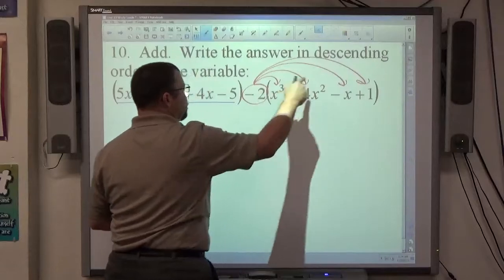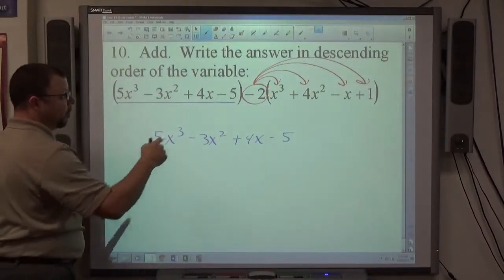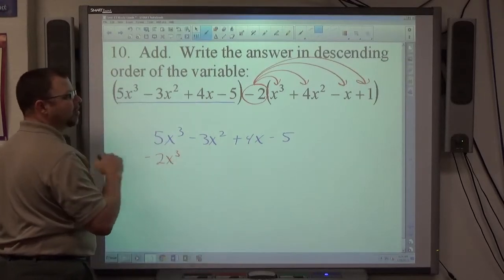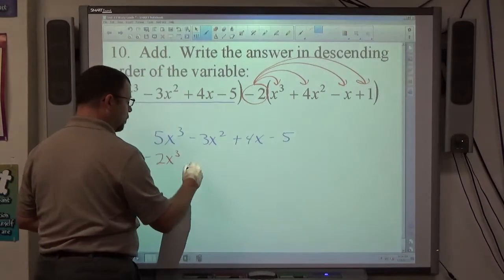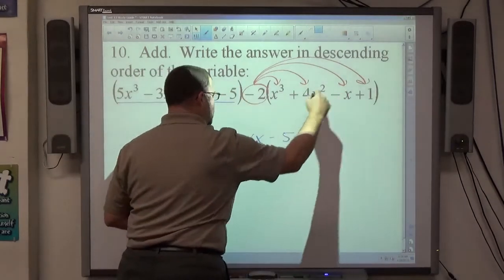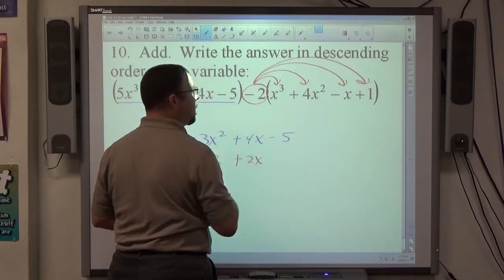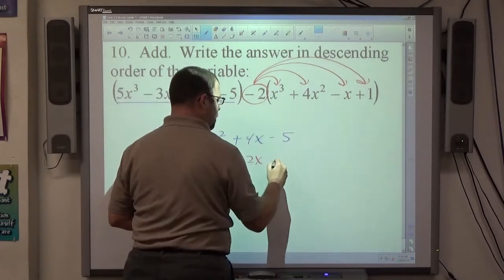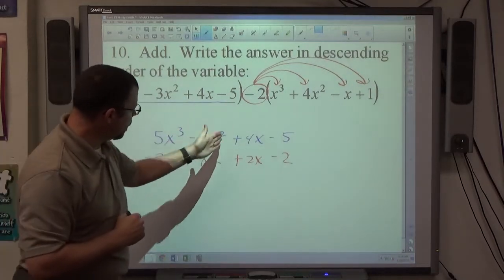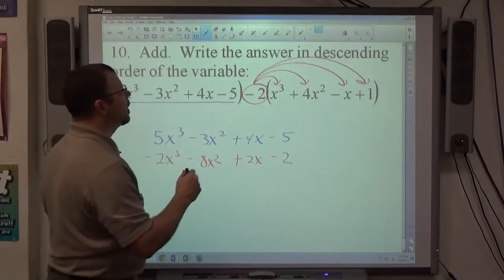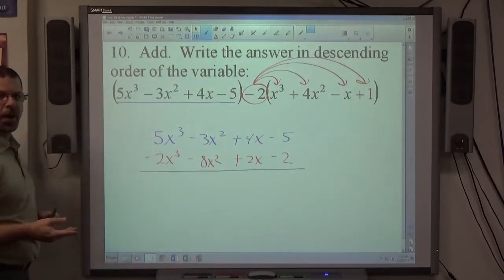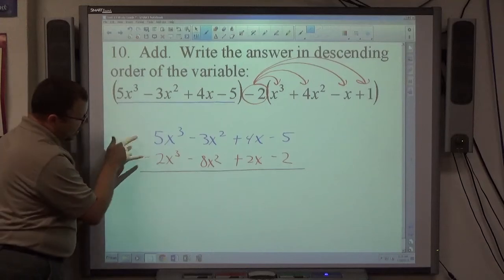And then I'm going to multiply negative 2 through that parentheses, lining up like terms. So negative 2 times x cubed, putting that underneath 5x cubed. Negative 2 times positive 4x squared makes negative 8x squared, put that underneath negative 3x squared. Negative 2 times negative x makes plus 2x, put that underneath positive 4x. Negative 2 times positive 1 makes negative 2, put that underneath the constant. Cubed, squared, first power, constant, everything's lined up like terms. And then you just have to make a decision, should I add or subtract for each pair of like terms? Different signs subtract.